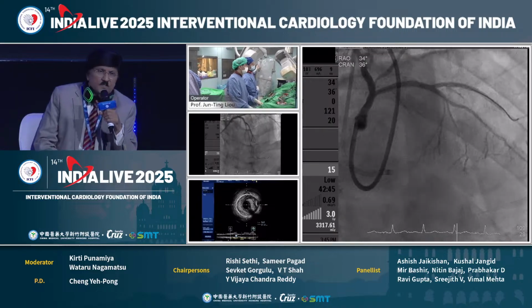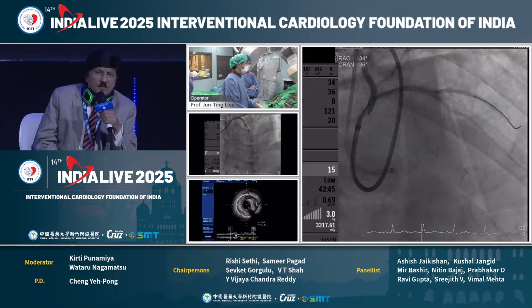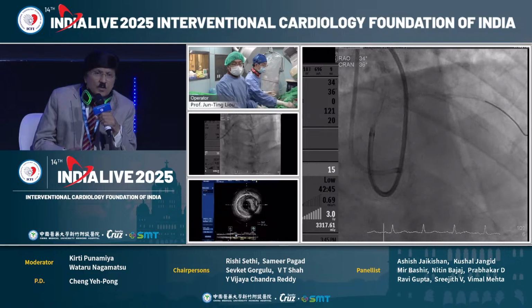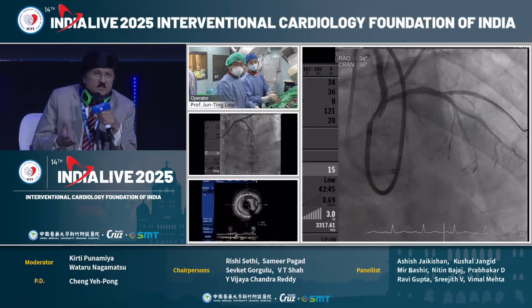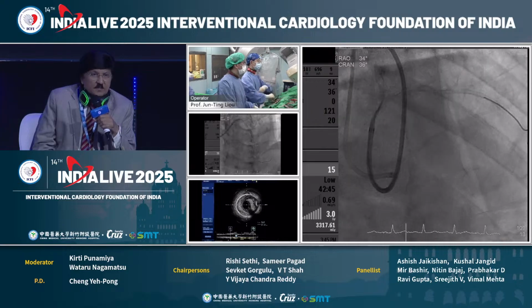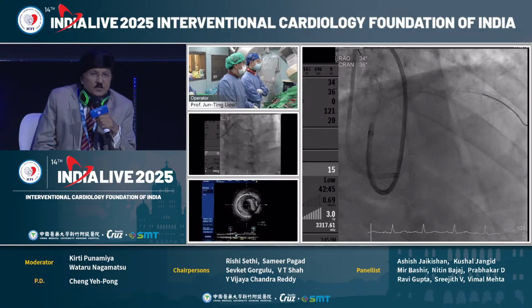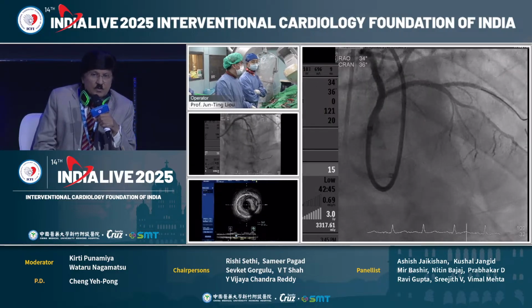So what stents are these? Yes, Superflex Cruise stent. Okay. So these are thin struts, ultra thin struts. Yes, it's a very ultra thin strut stent. Yes, it's also from India, I think.